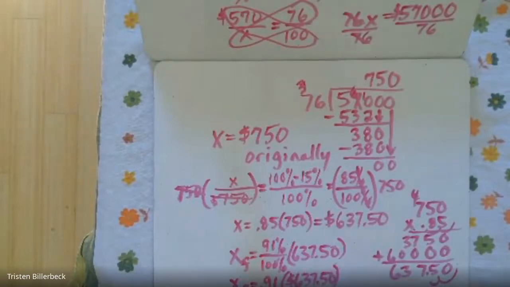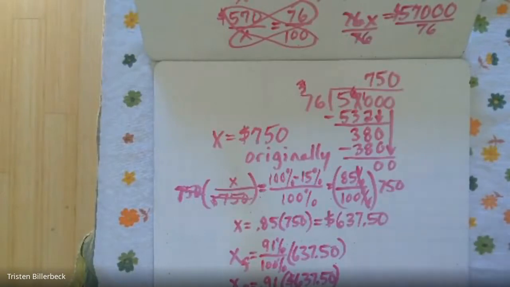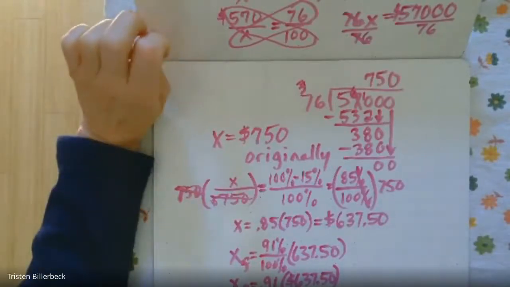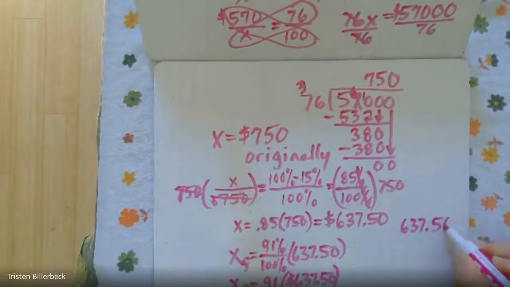$637.50. So this is going to be X final equals 0.91 times 637.50. We are going to see, is this going to be more or less than $570, what the 24% discount is? Well, let's find out. So we use this dry erase calculator over here.